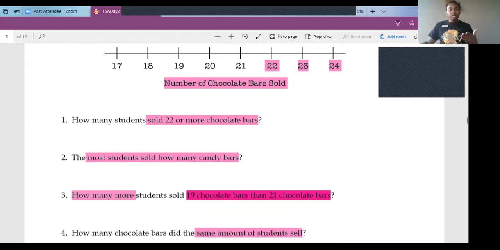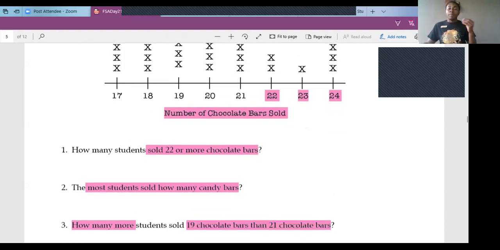Now it says how many more students sold 19 chocolate bars than 21 chocolate bars? We're going to subtract. How many more tells us to subtract. So 6 minus 3 equals 3.